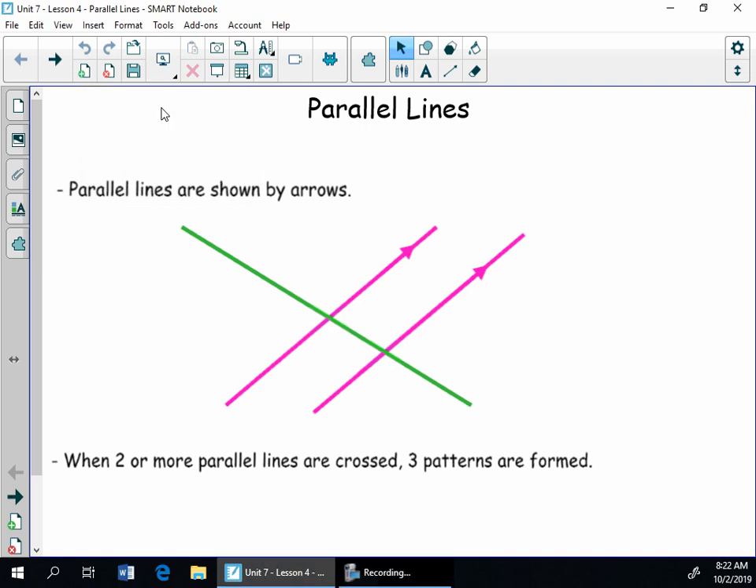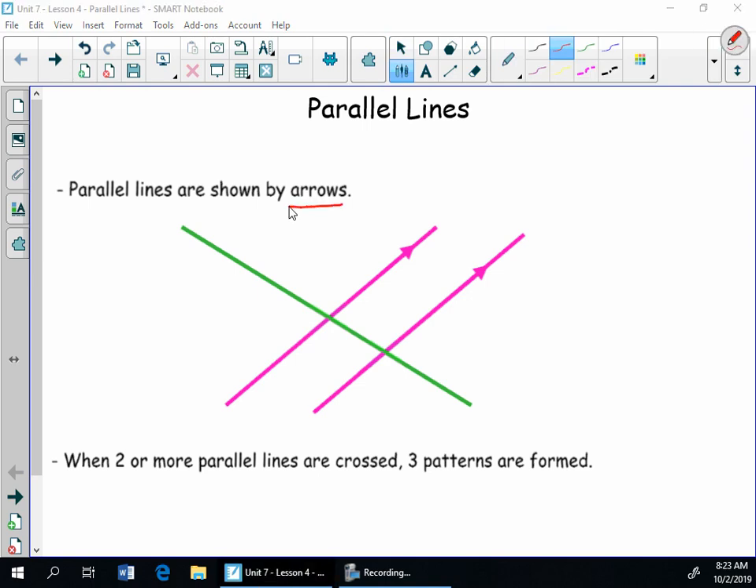In today's lesson, we're going to look at our last big idea for this unit. We're going to look at parallel lines and how angles can be formed when they are crossed. So the big idea here, to start with, parallel lines are always shown by arrows. So we have an arrow and an arrow. The fact that they're pointing in the same direction means that they're parallel to each other. They never cross. They travel in the exact same direction.